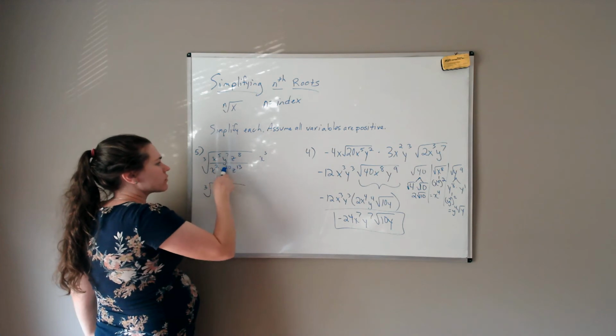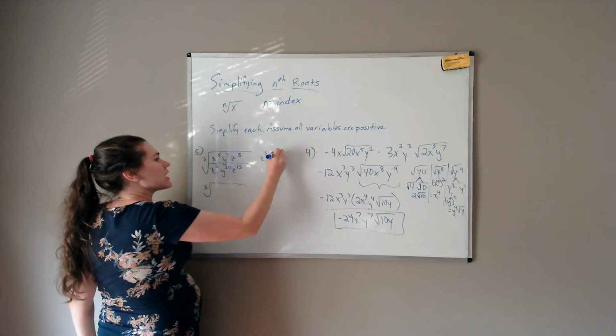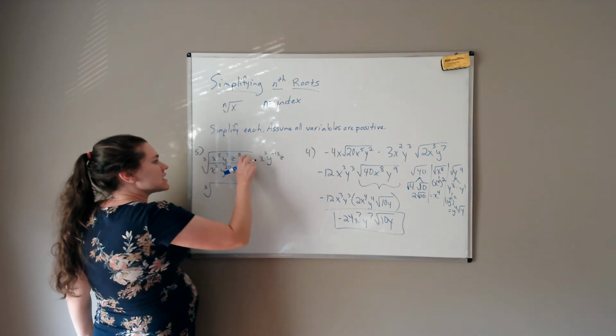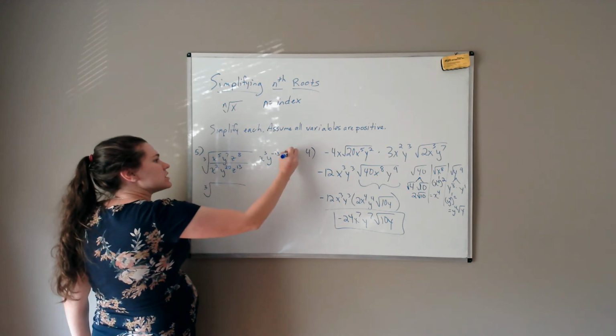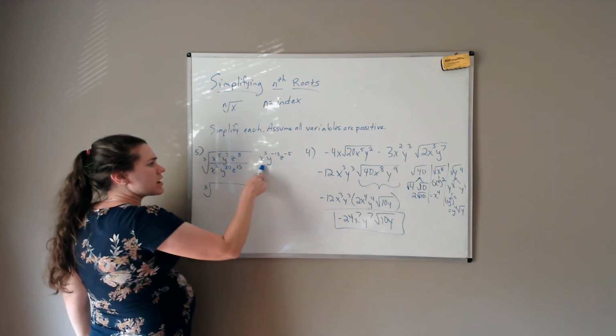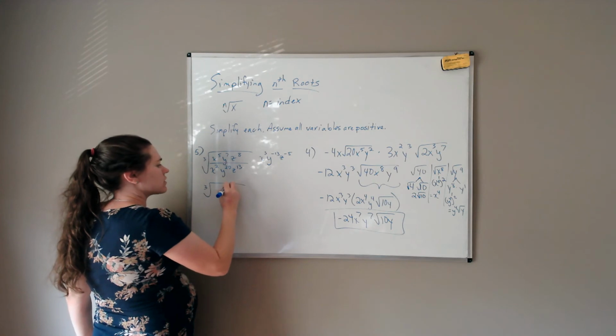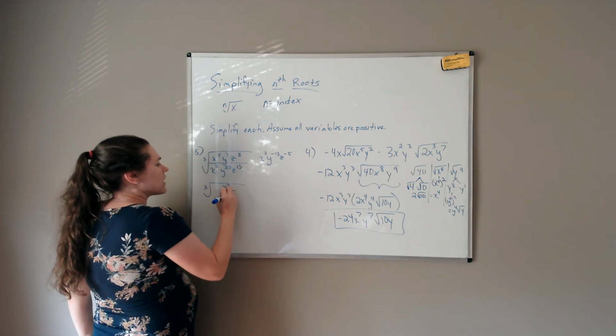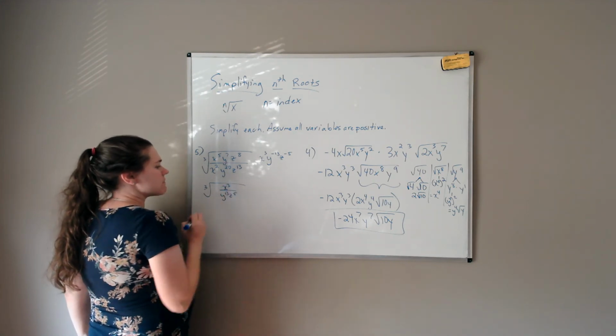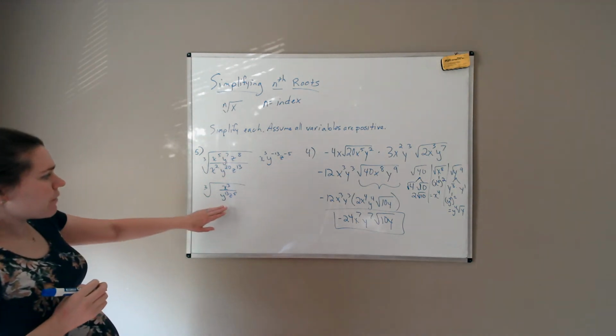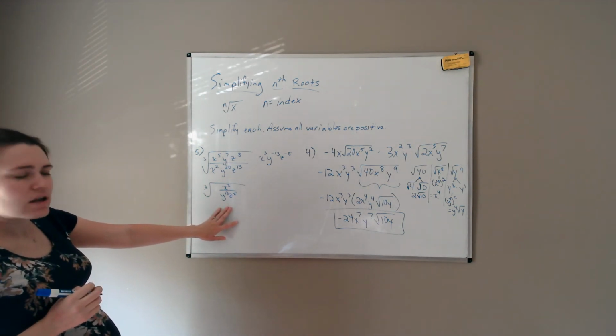Y to the 7th over y to the 20th, that's going to give you y to the negative 13. Z to the 8 minus 13 is going to give you z to the negative 5. So no negative exponents, so this would be x to the 3rd over y to the 13th, z to the 5th power. So now I can't simplify what's inside any further.